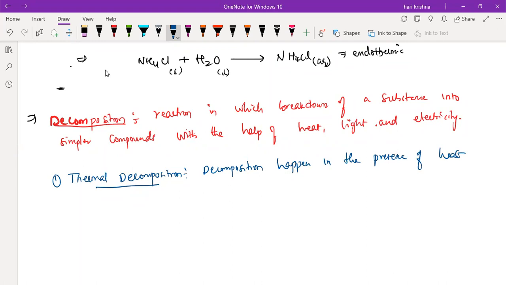Okay. Any example? Calcium carbonate. Okay, calcium carbonate, to take an example. CaCO3 upon heating will form CaO plus CO2. Okay. Next, any other example?